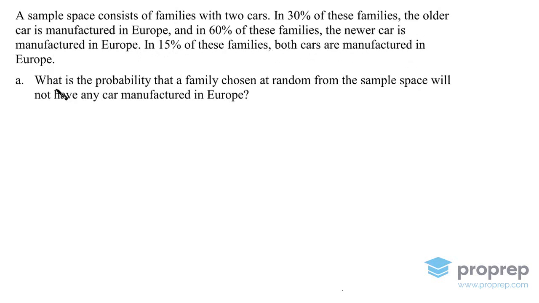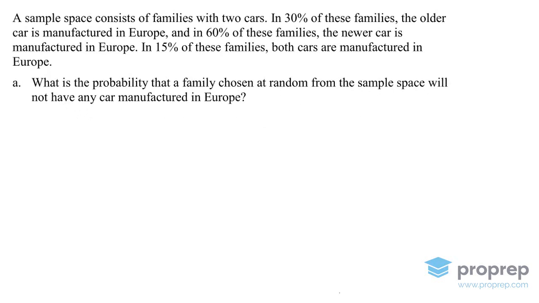And we're asked, what's the probability that a family chosen at random from a sample space will not have any car manufactured in Europe? Now, before we can solve this problem, let's define some variables and write down the information that's provided for us. Well, let's define A as the families that have an old European car, and B as families having a new European car.